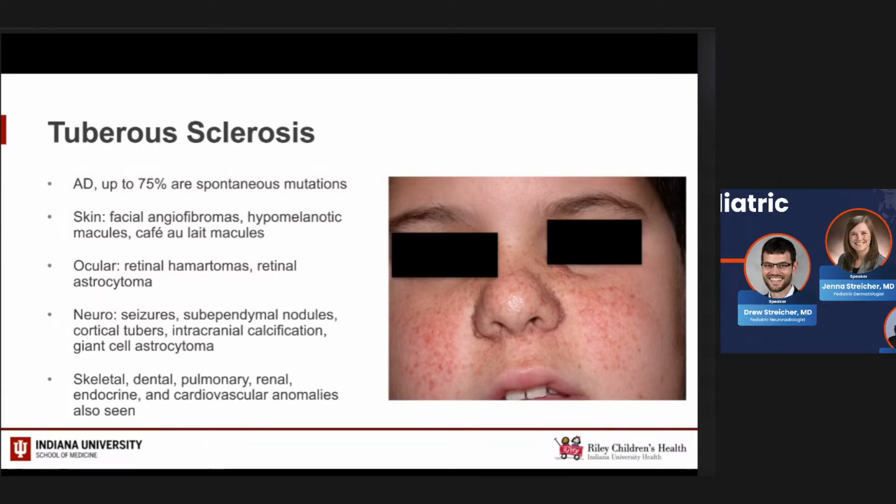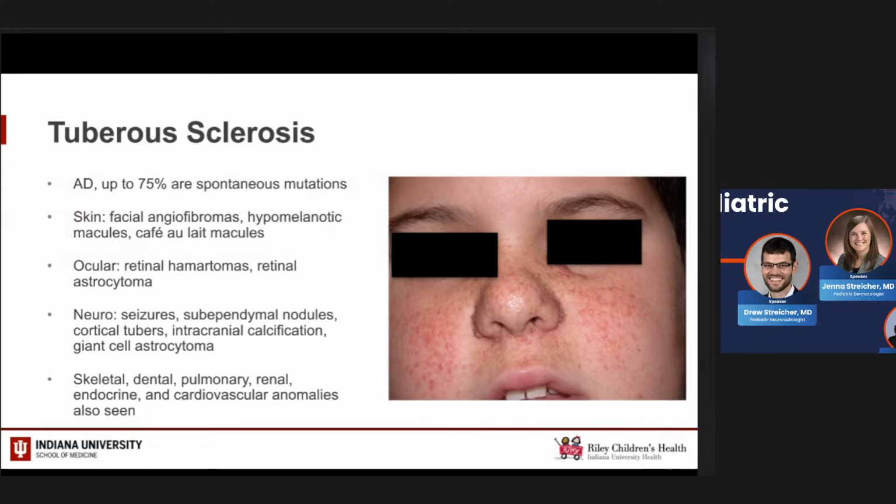Facial angiofibromas, which is what this picture is, where you have these lumps and bumps around the cheeks and around the perialar area, which is around the nose. Those show up later. And so by that time, we hope most children would have already had a diagnosis of this, because those come up a little bit later in childhood. And then you can also see cafe au lait macules. Remember those brown macules that we were talking about with neurofibromatosis? You can see those with this as well.